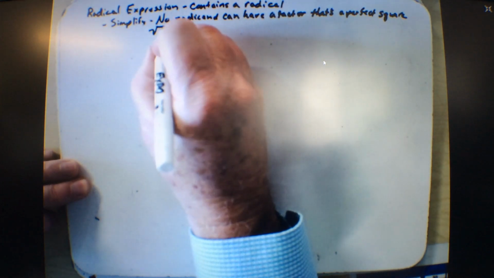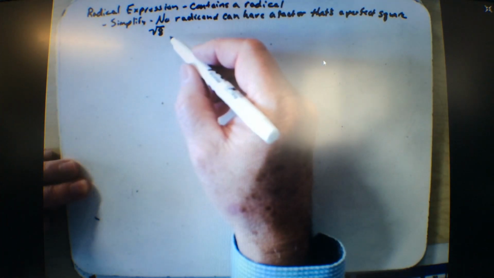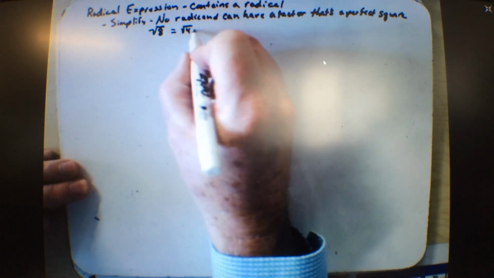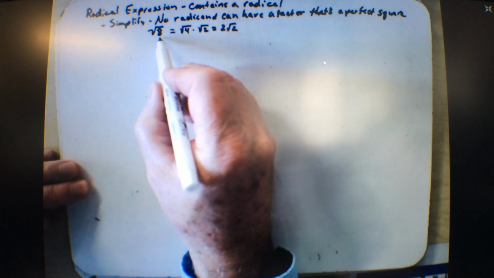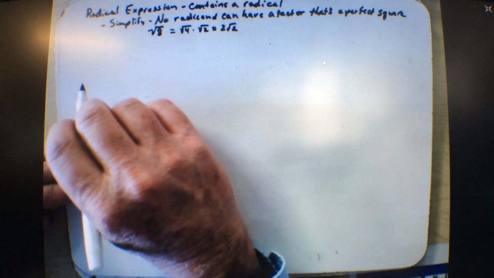So if we have a square root of 8, that is not simplified. From our worksheet, we learned that this is the square root of 4 times the square root of 2, and this is 2 square root of 2. Any questions about that? So we can't have a radicand that has a factor that's a perfect square.